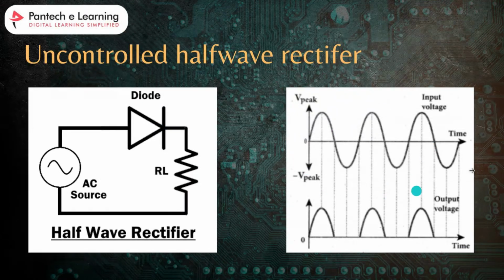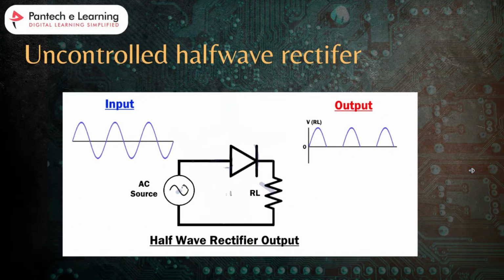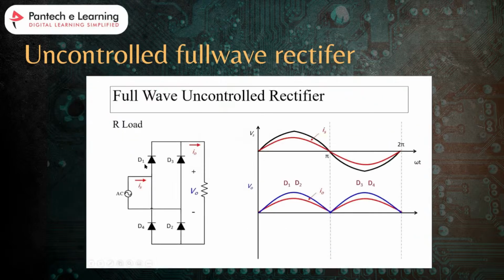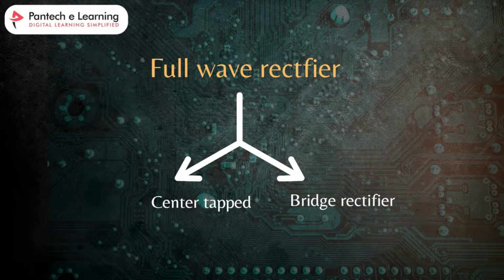Yeah, so the same output we got from the half wave rectifier. And this is the uncontrolled full wave rectifier. The full wave uncontrolled rectifier converts both positive and negative half cycles of the alternating current into DC current. So it provides a double output voltage compared to the half wave rectifier. Here also there are two types: one is a center tapped, another one is a bridge rectifier.